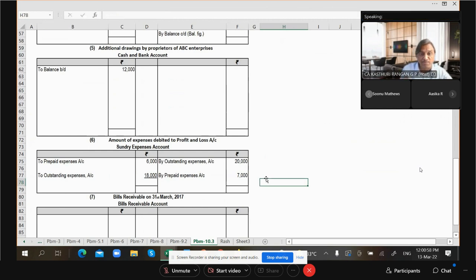Prepaid expense at the end of the year is what? Expense paid in this year but pertaining to next year. So we have to reduce it. So we have to debit prepaid expense, credit sundry expense. Like that we have to do.